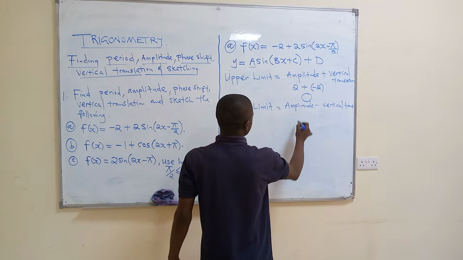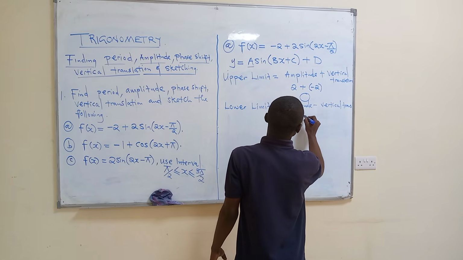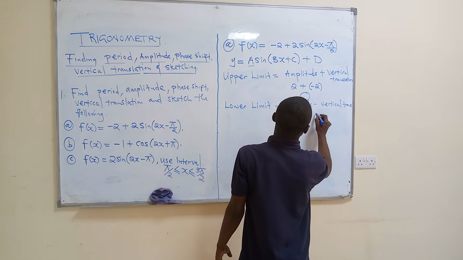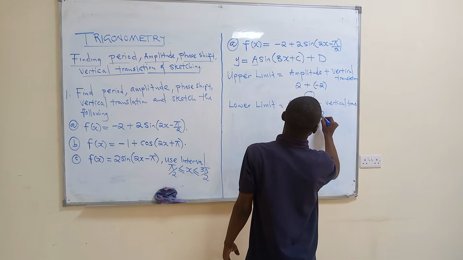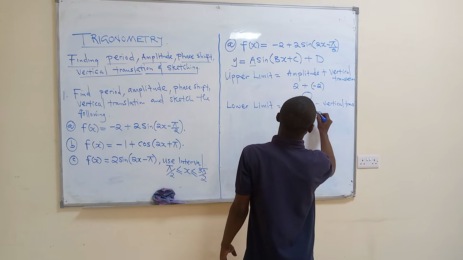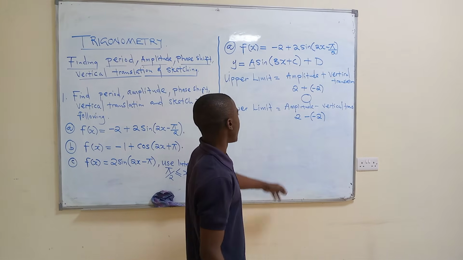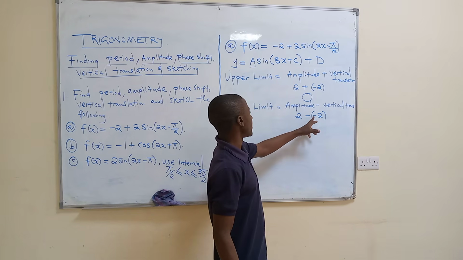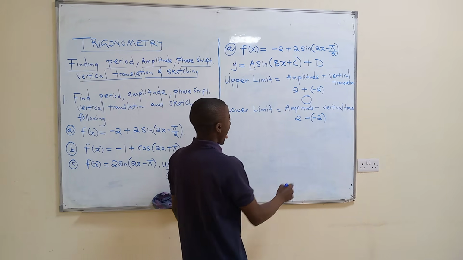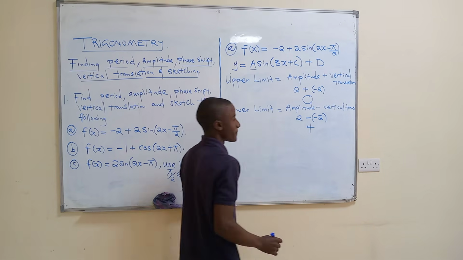So from there, that is 2 minus 2. That is negative 2. So negative times negative, that is positive. You are getting 4.